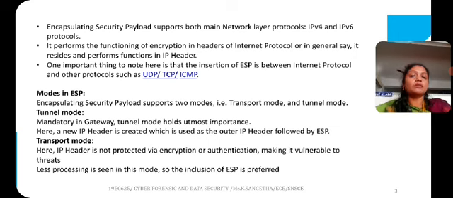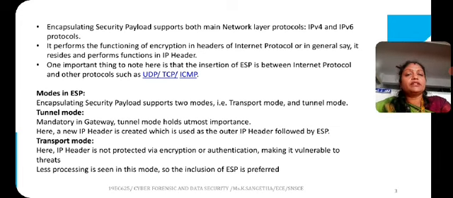There are some working modes in ESP. Encapsulating Security Payload supports two modes, that is transport mode and tunnel mode. In tunnel mode, which is mandatory in a gateway, tunnel mode holds utmost importance. Here a new IP header is created, which is used as the outer IP header followed by ESP. And in transport mode, the IP header is not protected via encryption or authentication, making it vulnerable to threats. Less processing is seen in this mode, so the inclusion of ESP is preferred.